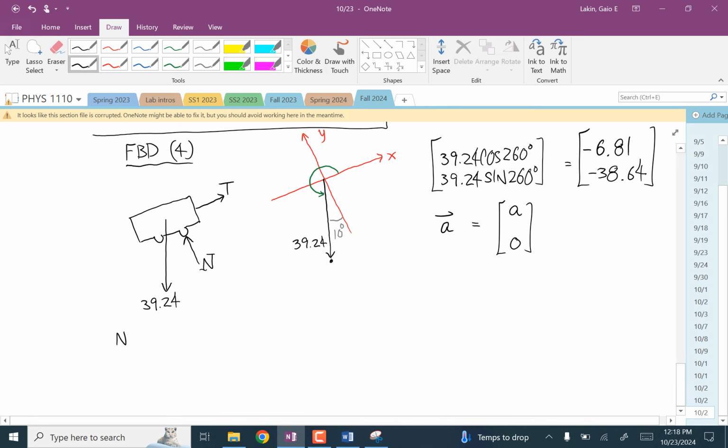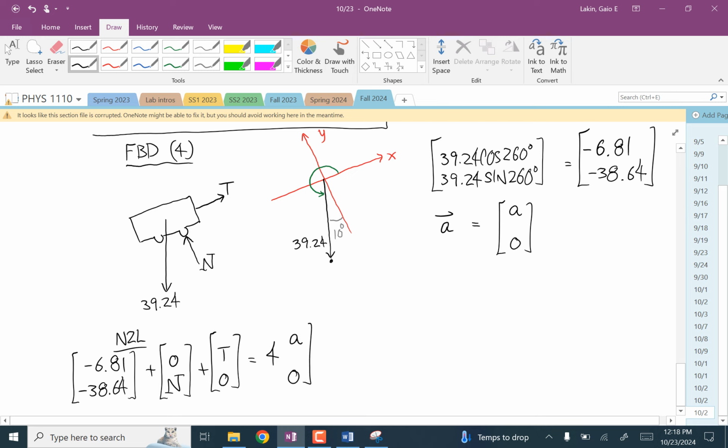So now Newton's second law says negative 6.81, negative 38.64, plus 0, n, plus T, 0, is equal to the mass times the acceleration.